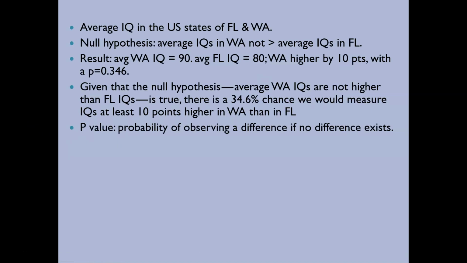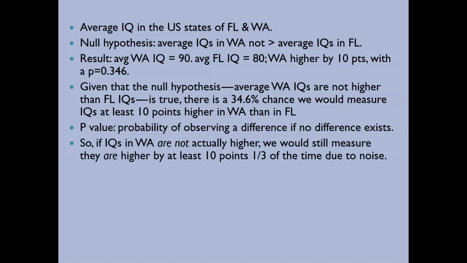The p-value is another way to look at the probability of observing a difference even if no statistically meaningful difference exists. If IQ values in Washington are not actually higher, we would still measure at least a 10-point difference between Washington and Florida at least 35% of the time. 35%, if you convert that into a fraction, is about a third.